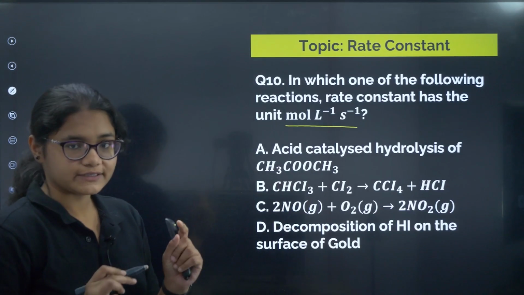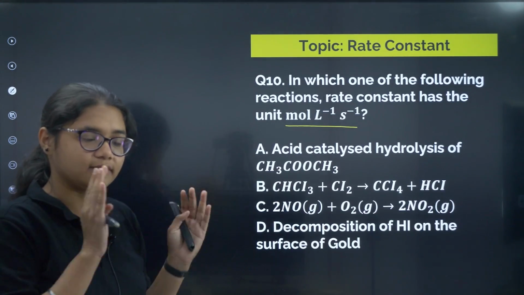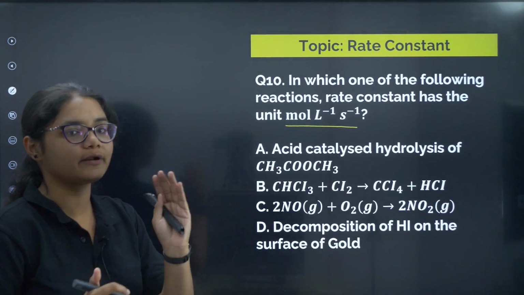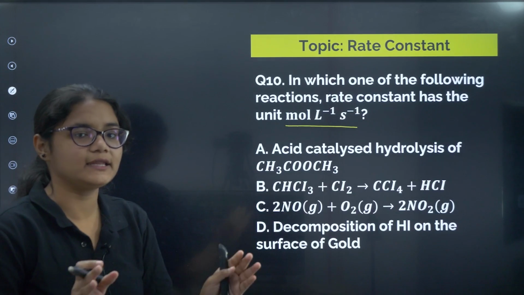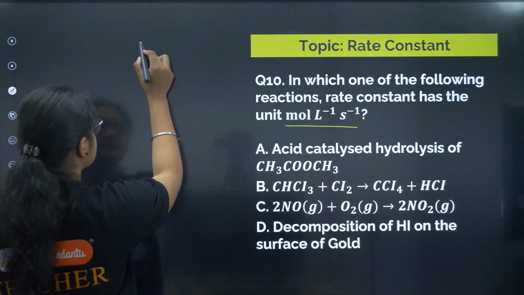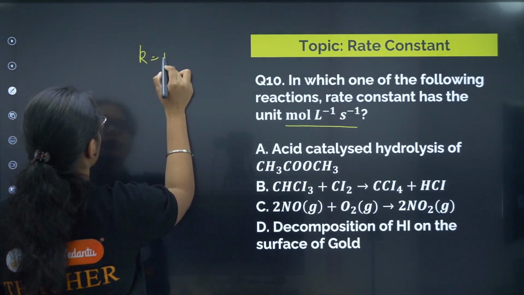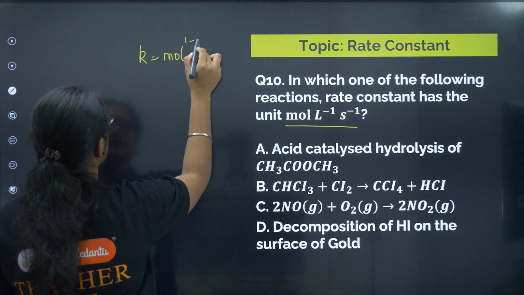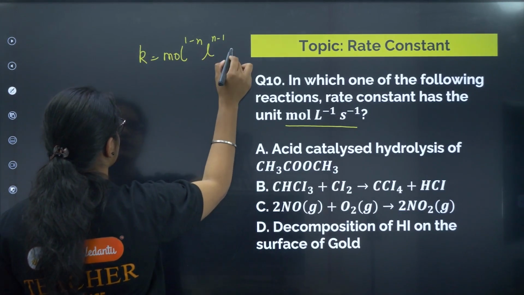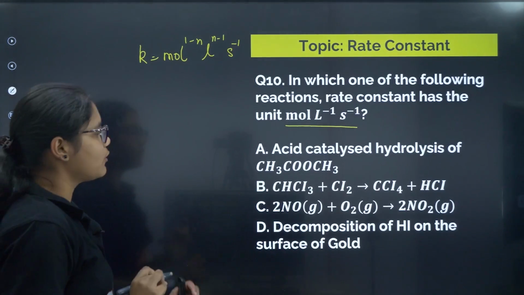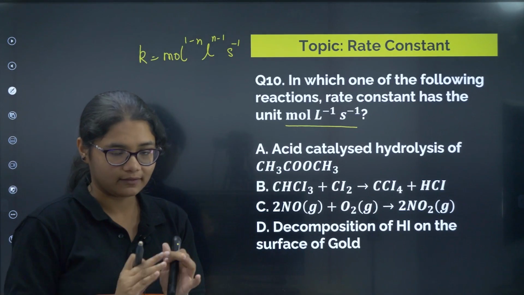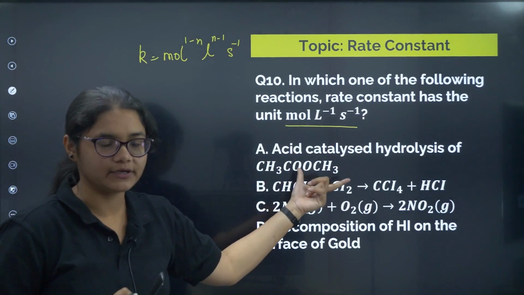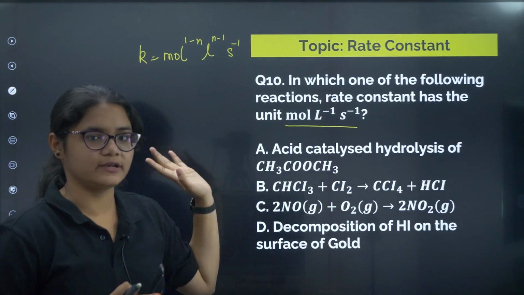Okay, so to solve such questions, you should know how to write the unit of the rate constant for any nth order reaction. That is, K is equal to mole^(1-n) liter^(n-1) second inverse. So what you have to do is equate the power of mole given in the question to the power of mole in the general equation.